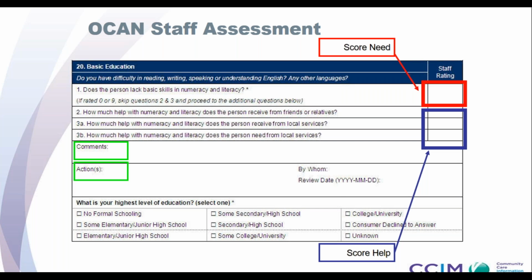If there's a discrepancy between what they're getting and what they need, that often dictates an action to complete in that area. So there are free text fields where you can add a comment to understand the context as well as an action.